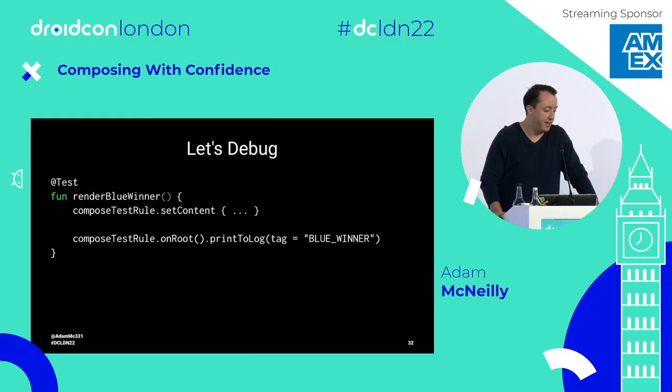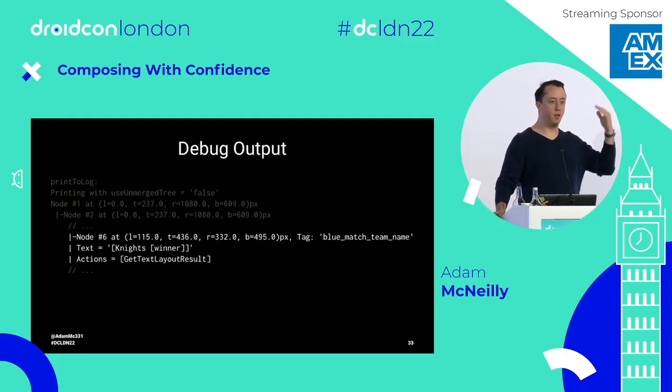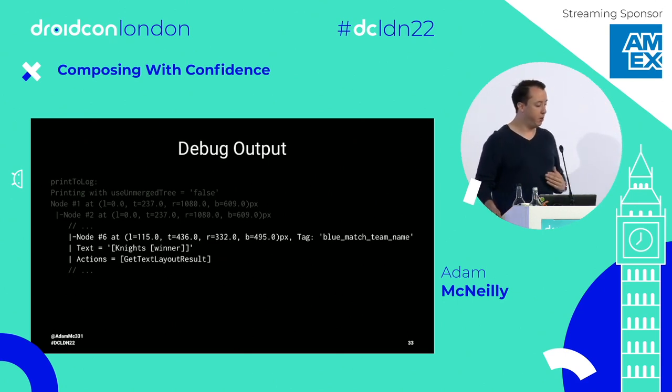In our Compose UI test, there's really helpful debugging tools already built in so that you can take your test rule and then starting at the root, or honestly on any other node, you can call print to log and give it some tag. What this is going to do is print out basically a view hierarchy of everything that's within that composable content. And then from there, you can go through and find what you need.